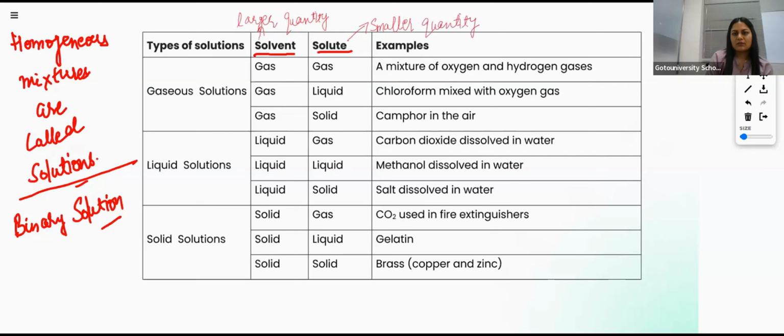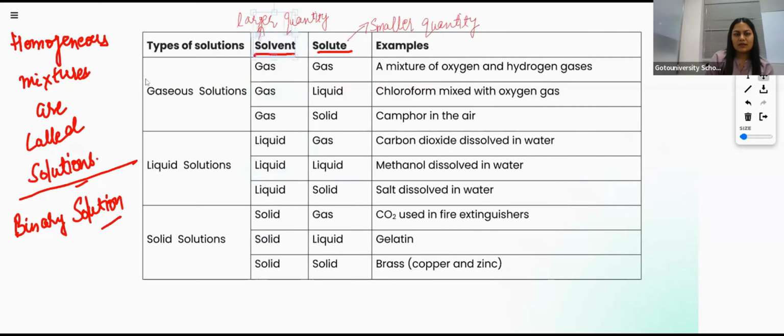If we consider an example of sugar and sugar solution, we add sugar in water, where we take sugar as solute in smaller quantity and solvent, that is water, in larger quantity, and on combining they make a sugar solution, right? So here first we are going to study gaseous solution, and this whole table is categorized on the basis of solvent present in the solution, right?